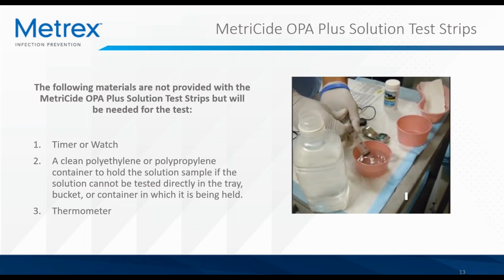When using MetriCide OPA+ test strips, you'll need some type of timekeeping device to keep to the required timing of the test. If you're unable to test directly from the soaking bin or automated reprocessor, you'll need clean polyethylene or polypropylene containers to hold a solution sample for testing. Lastly, you'll need a thermometer to confirm the temperature of the solution prior to disinfection.